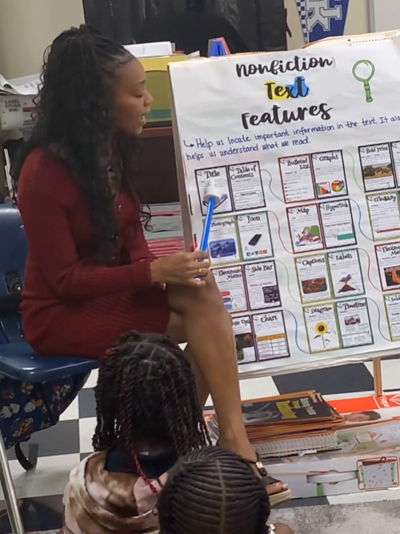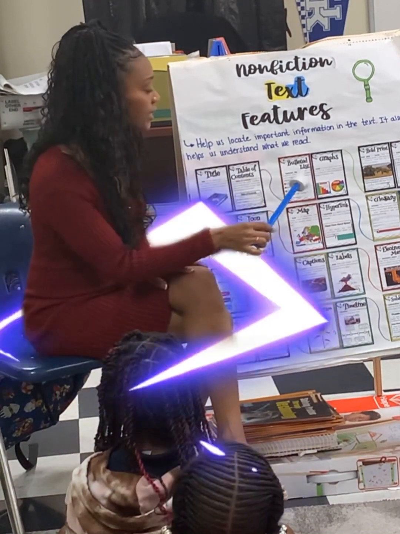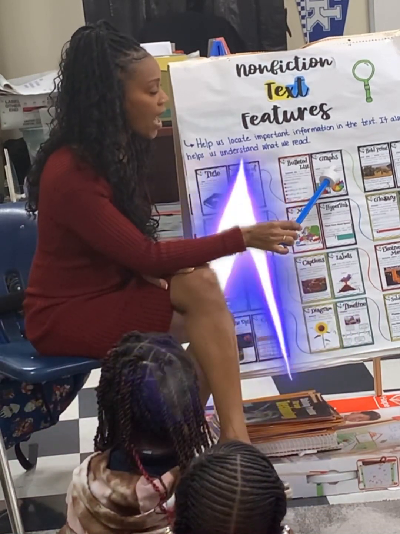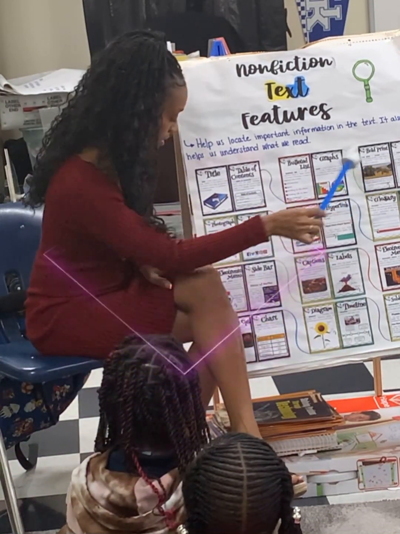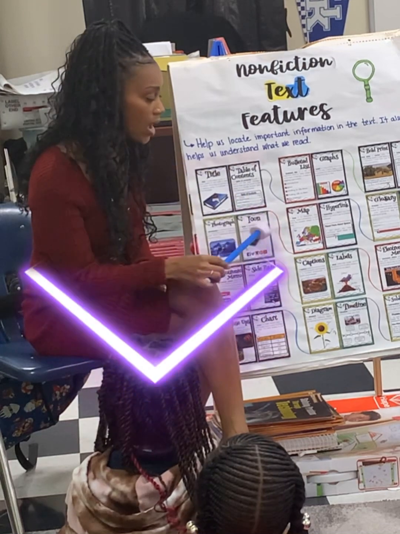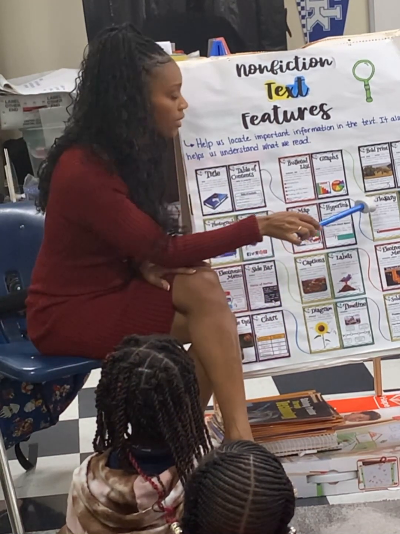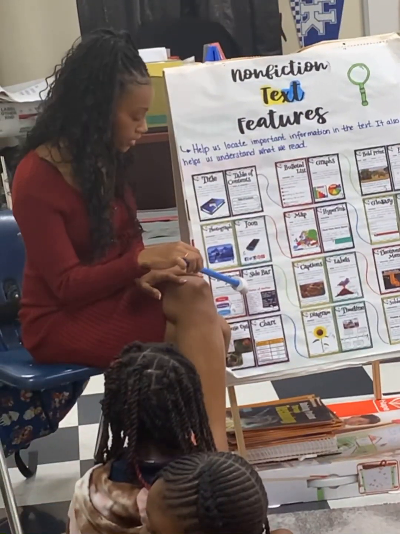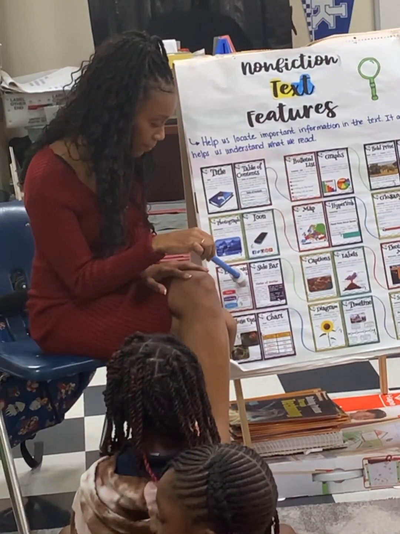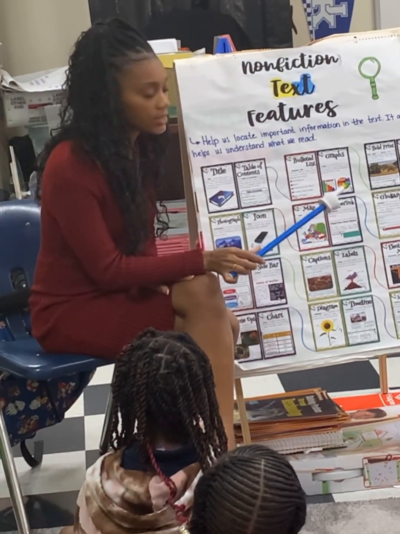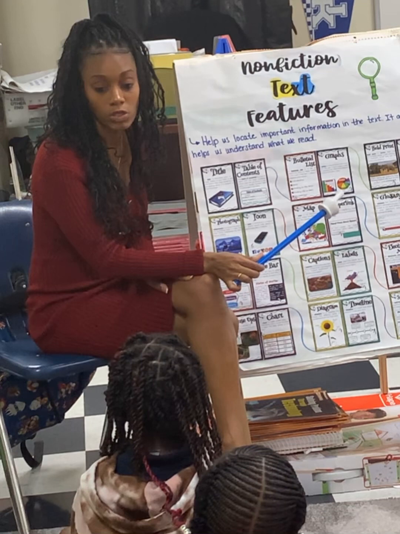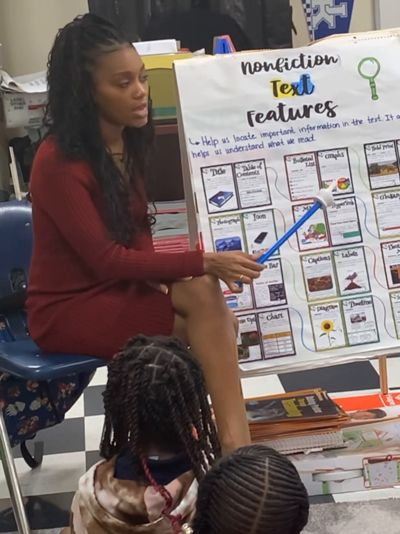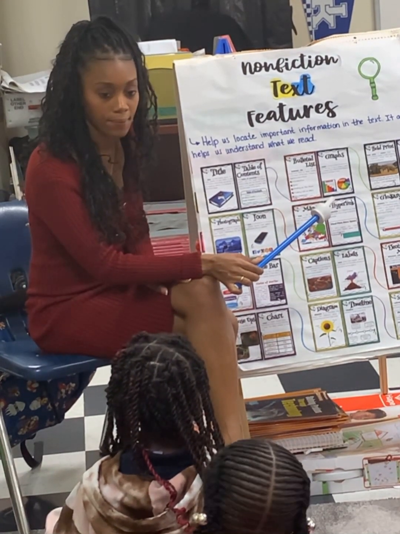Ready? Title, table of contents, bulleted list, graph, bold print, index, photograph, icon, map, hyperlink, glossary, head. And today we'll go over electronic menu, sidebar, captions, and labels. We'll look through some nonfiction text and see what we can find, okay?